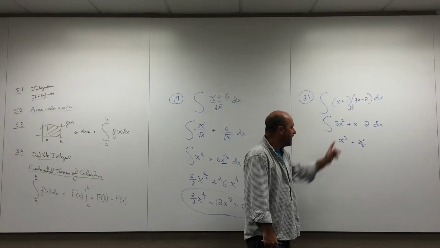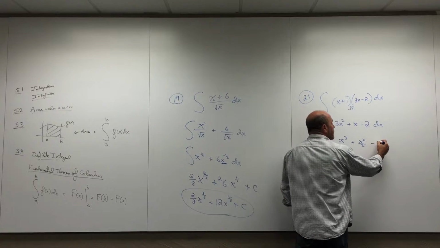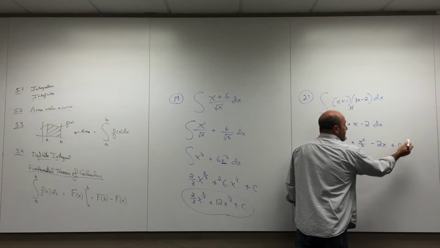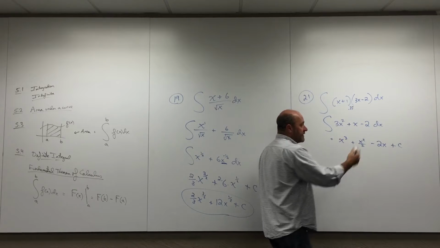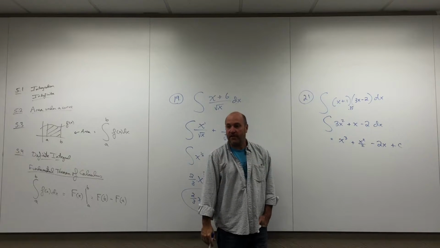And finally, how do you integrate a 2? 2x. 2x, that's right. Plus c at the end, and we're done. This is fine. Yep, cool. The antiderivative.